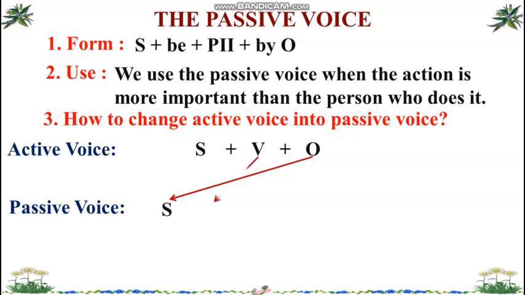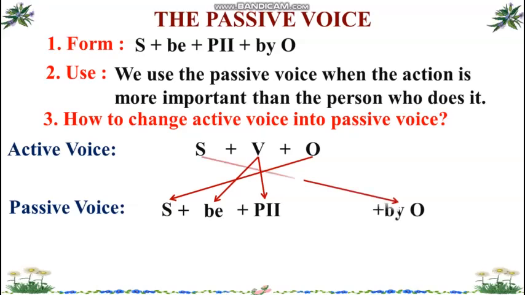The second step is we have be in the right form or the tense of the main verb in the active sentence. The third step is we change the main verb of the active voice into the past participle form. And the last step, we change the subject of the active voice into the object in the passive voice with by.